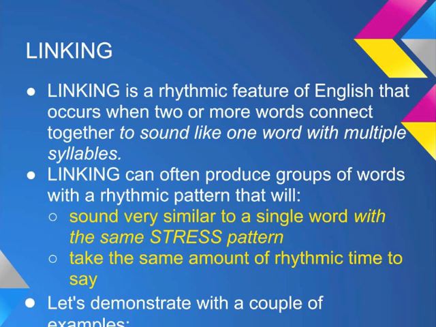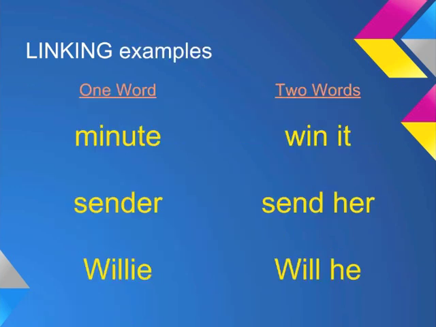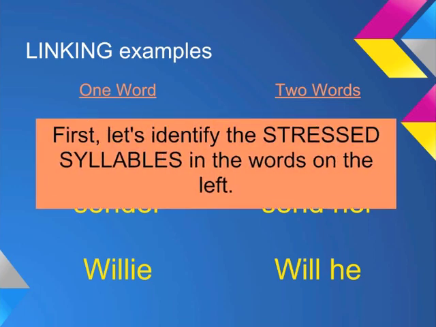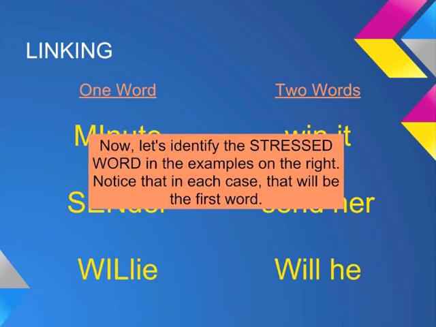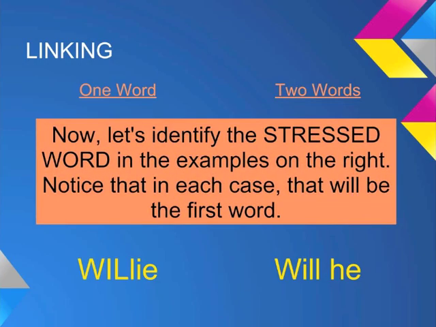Let's demonstrate with a couple of examples. So, as you see, we have one word on the left side and two words on the right side. First, let's identify the stressed syllables in the words on the left. Minute, sender, Willie. Now, let's identify the stressed word in the examples on the right. Notice that in each case, that will be the first word.